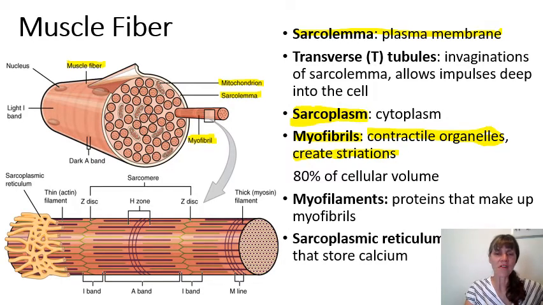Within the myofibrils, we have myofilaments. These are the special proteins that make up the myofibrils and are responsible for contraction. Within the myofibril, we have thick protein filaments called myosin and thin protein filaments called actin.